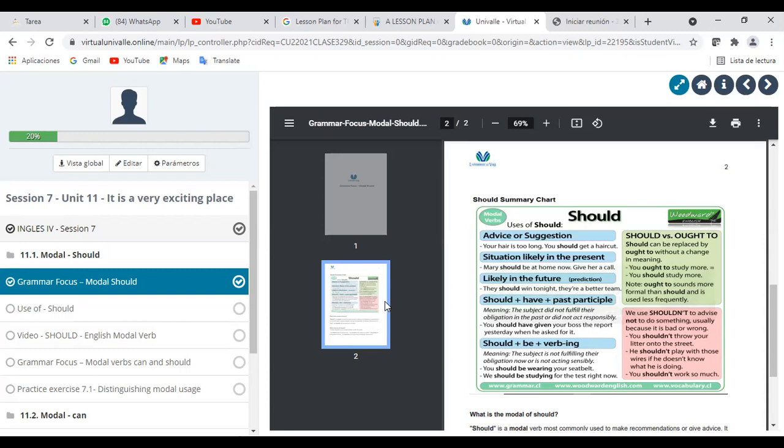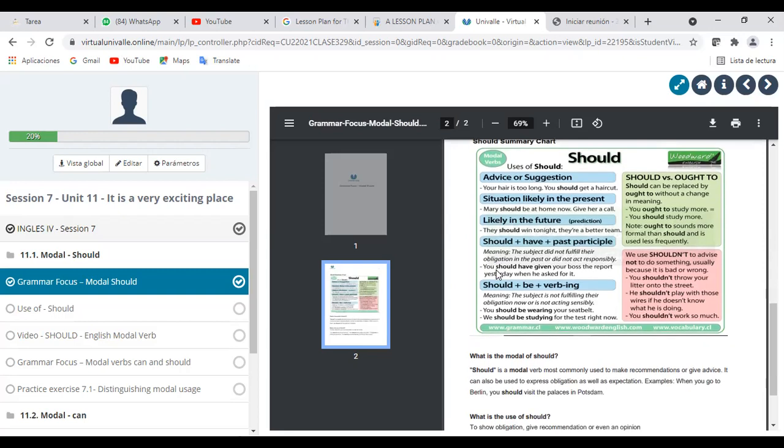Also, we have should plus be plus verb plus ing. In this case, the subject is not fulfilling their obligation now or is not acting sensibly. You should be wearing your seatbelt. We should be studying for the test right now.